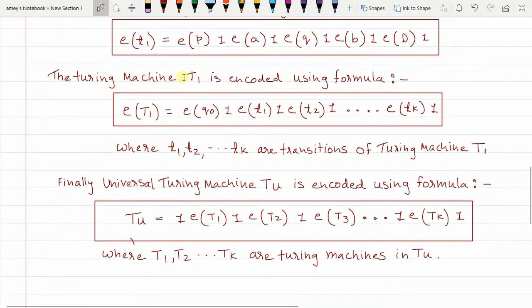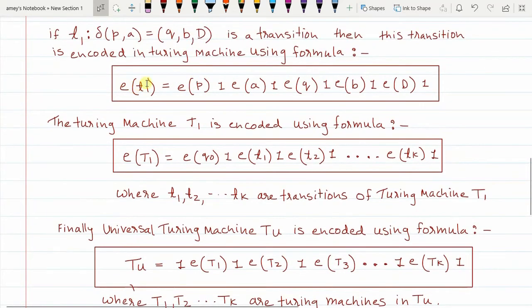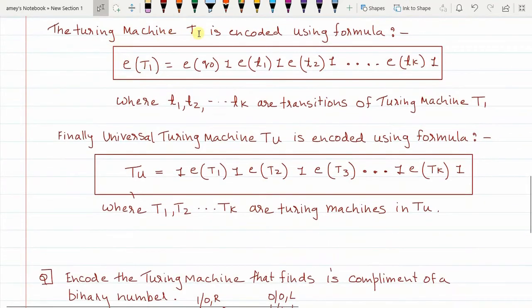Now Turing machine T1, let's say T1 is one of the Turing machines in the universal Turing machine. A Turing machine will have a number of transitions, right? This is just one transition. So you will apply this formula for each and every transition of the Turing machine capital T1. Finally the Turing machine capital T1 itself is encoded using the following formula. Encoding for Turing machine T1 is encoding of Q0, where Q0 is the start state of the Turing machine, separated with 1. Then encoding of T1, the first transition, separated with 1. Encoding of T2, the second transition, separated with 1, and so on, till all the transitions are over. Finally it is encoding for TK, the kth transition in the Turing machine, and finally you write 1. So this is how you can encode the Turing machine T1 itself.